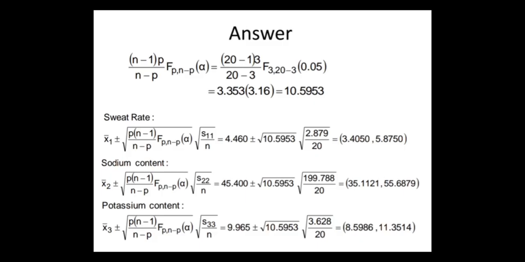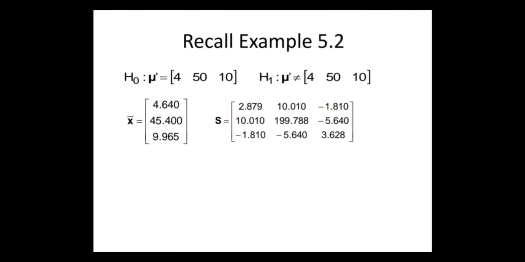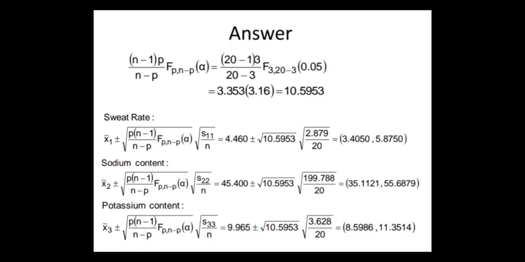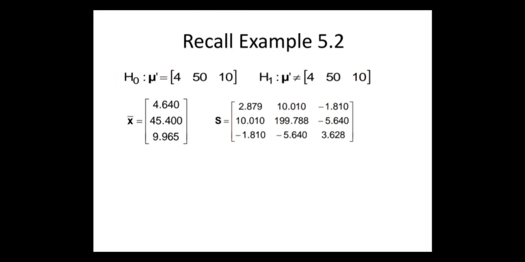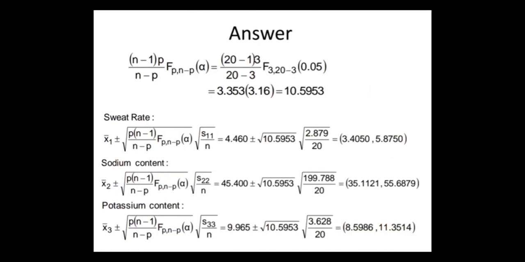So apa kita boleh conclude kat situ? We can say that mu vector tadi H-naught, the mean vector 4, 50 and 10, is a plausible value for the population mean. Okay, itu adalah untuk simultaneous interval.